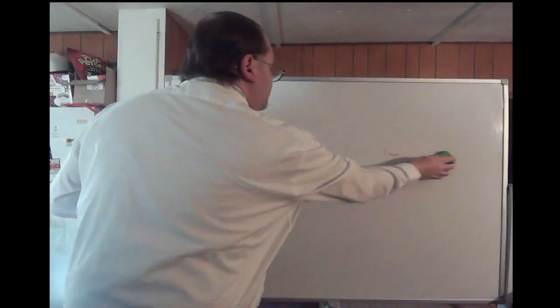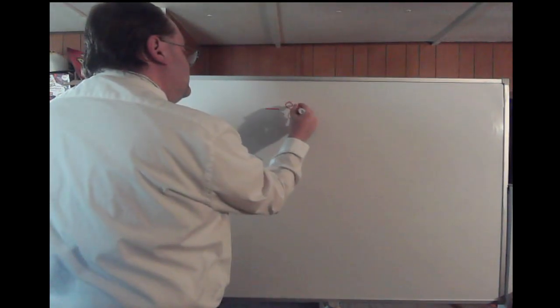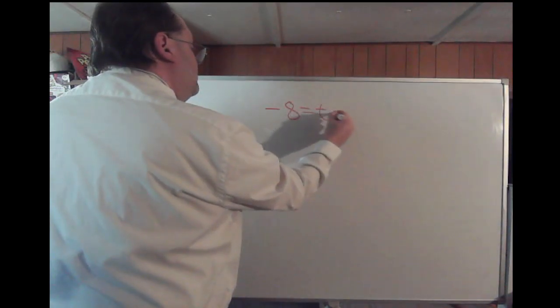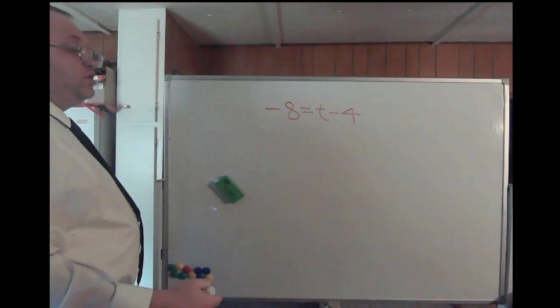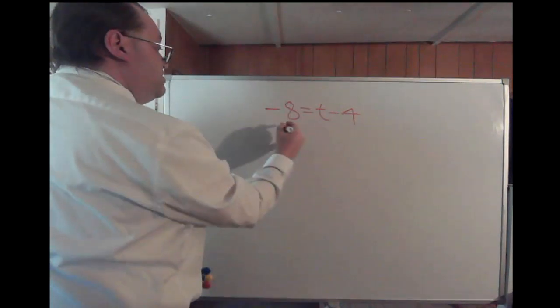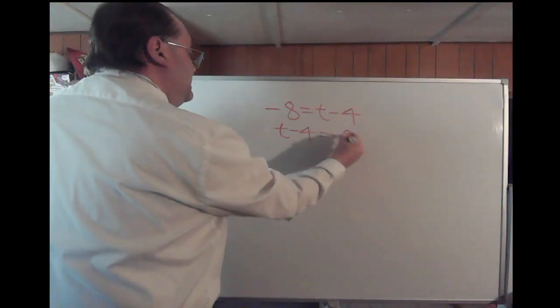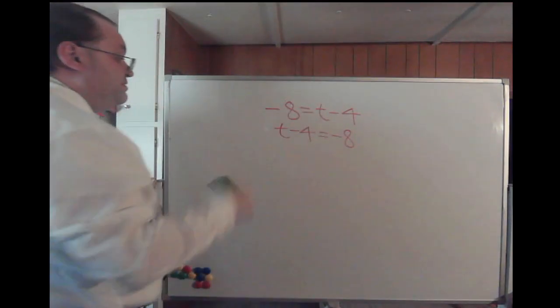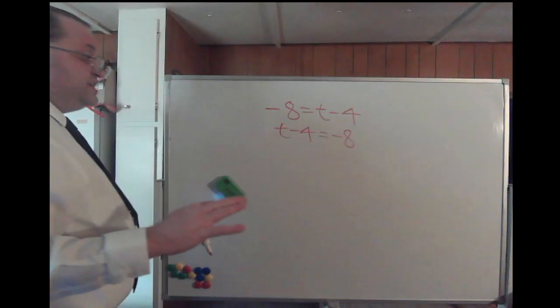Alright, I'd like to do a couple more. Yes, let's see. Negative 8 equals t minus 4. Well, since these are equal, you can just switch it around to be t minus 4 equals negative 8. It means the exact same thing. Now we have it in a way we can understand it here.